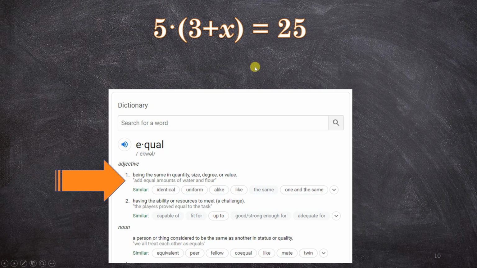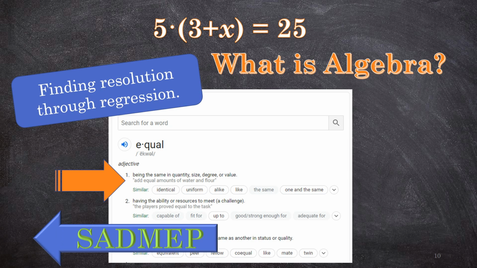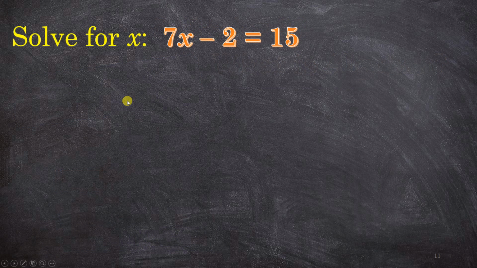Now, here's what we're going to be talking about today, right? I think you know that the answer for x here is going to be 2, right? But we're going to be talking about how we go about doing that. We're going to talk about how we use algebra to find the answer by doing the order of operations backwards. Before we get into that one, though, let's do a simpler problem.